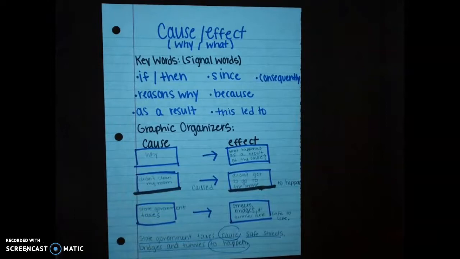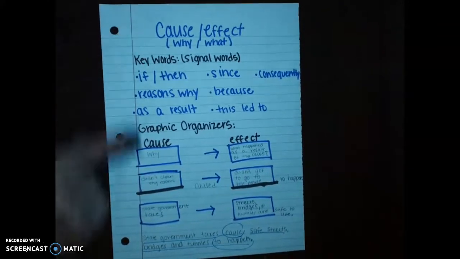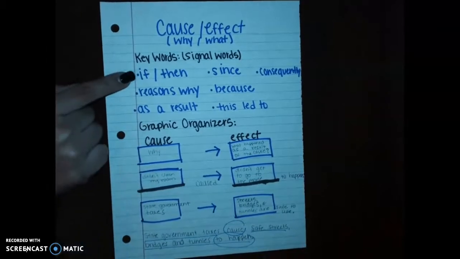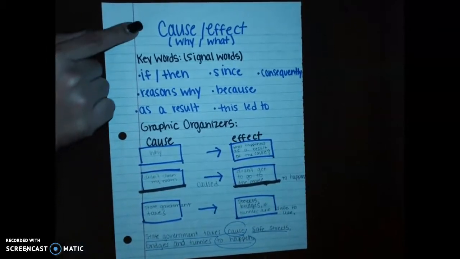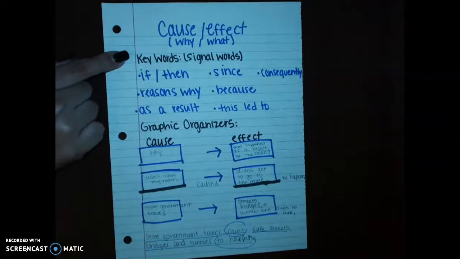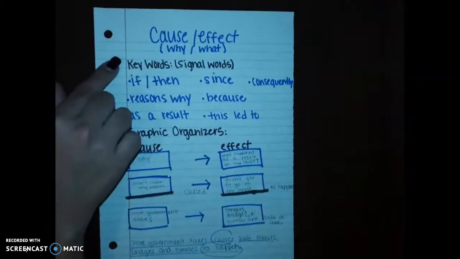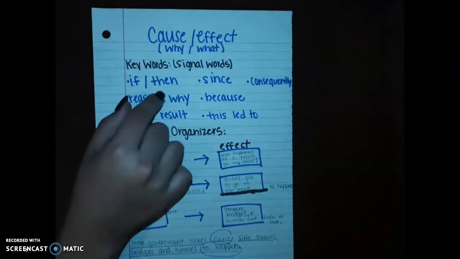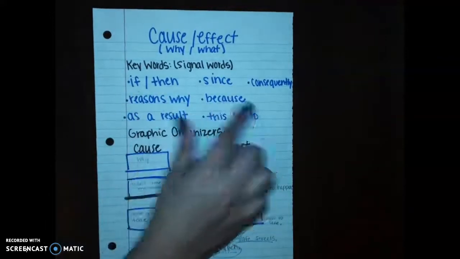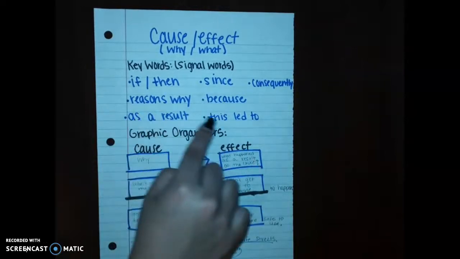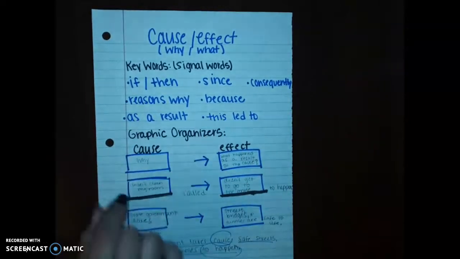In your Schoology assignment, you are going to match cause and effect to the graphic organizer that best matches along with the keywords. So cause and effect, the why and what. So this happened because of this. The keywords you're looking for are if, then, since, consequently, reasons why, because, as a result, or this led to.